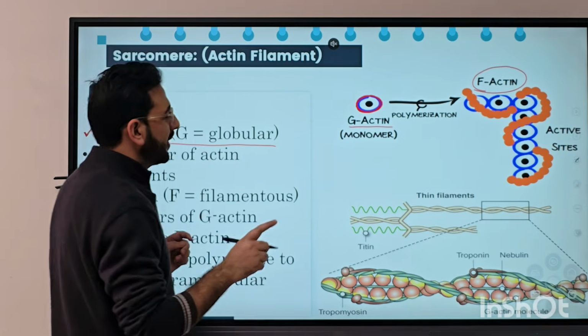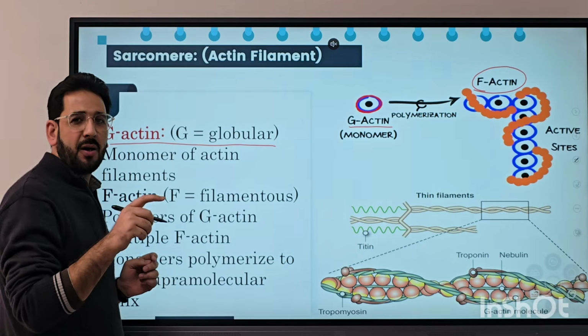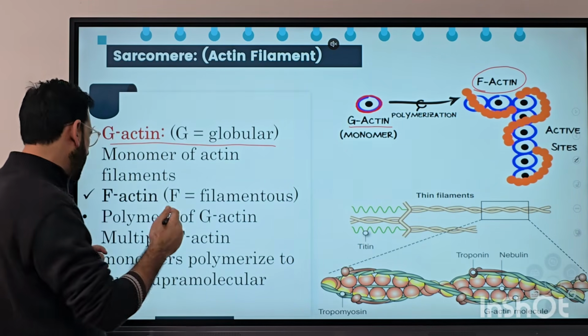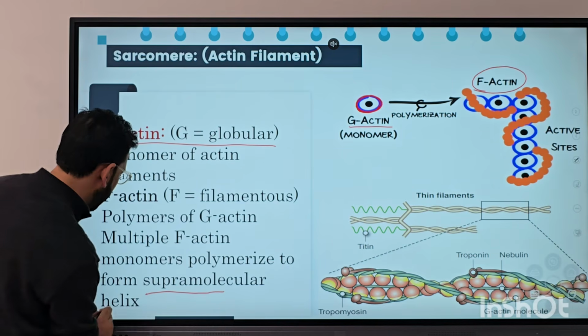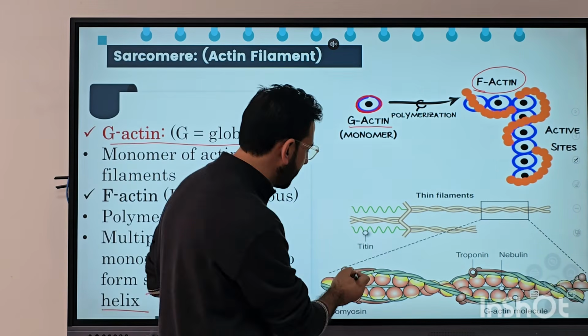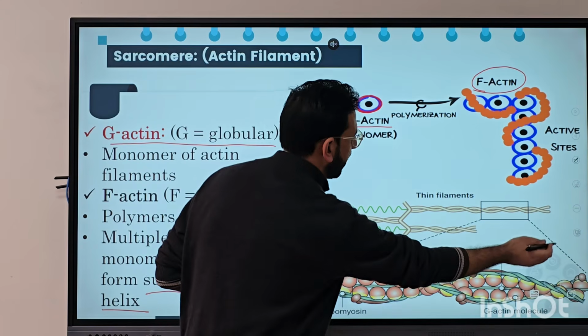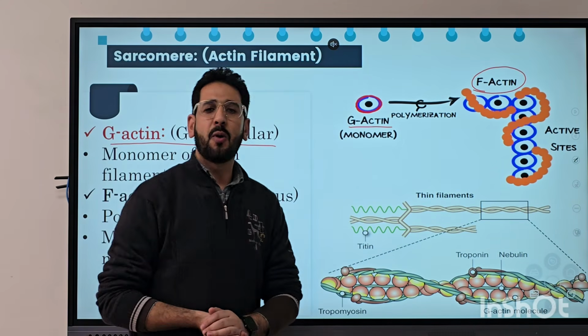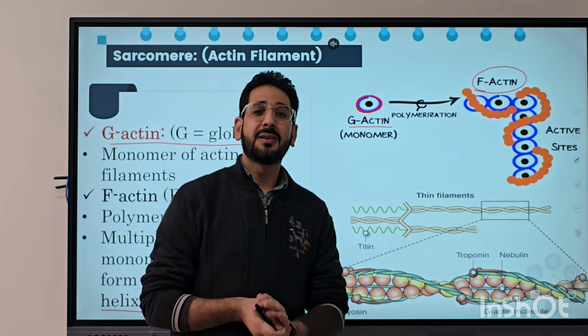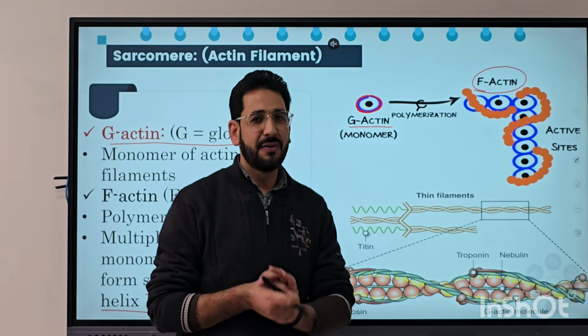Okay, now this F-actin, the polymers of G-actin, they actually give rise to the supramolecular helix. Okay, they give rise to the supramolecular helix. You can see here, this is the helical structure. Okay, this is the supramolecular helical structure, and that actually makes our thin actin filaments.